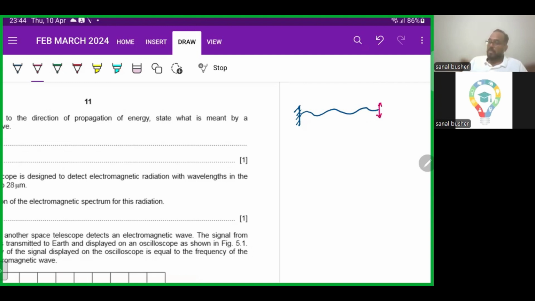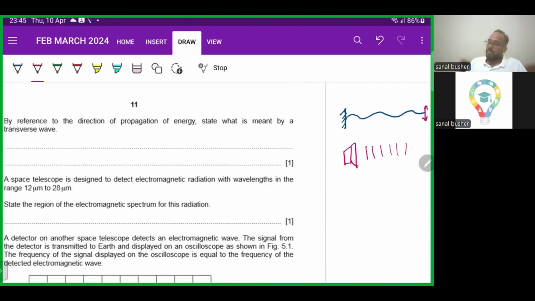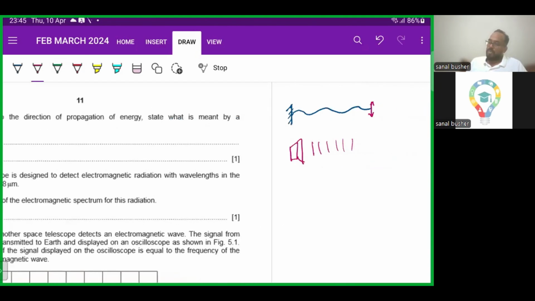This is a transverse wave. Now consider a loudspeaker creating sound waves. How will sound waves propagate? The diaphragm will compress the particles in front of the vibrator, and the wave will propagate in that direction, right? So here you need to answer in reference to the direction of propagation of energy. Direction of propagation of energy means the direction of propagation of the wave itself, and we compare it with the particle vibration.